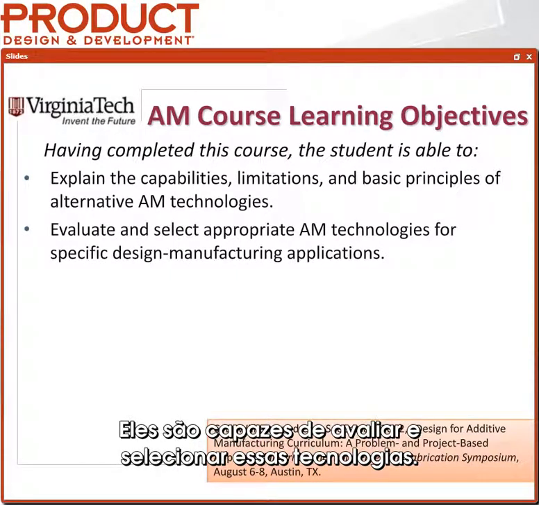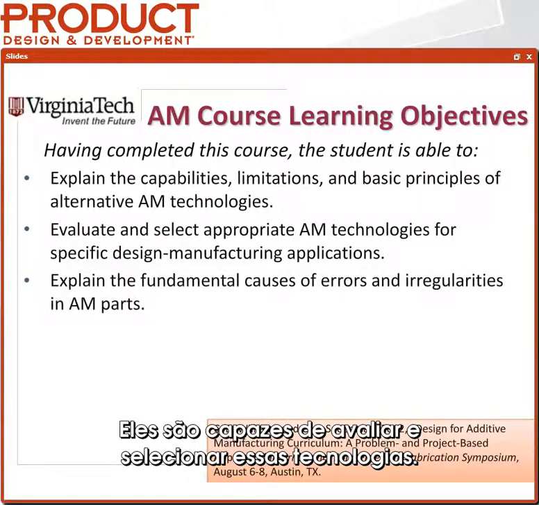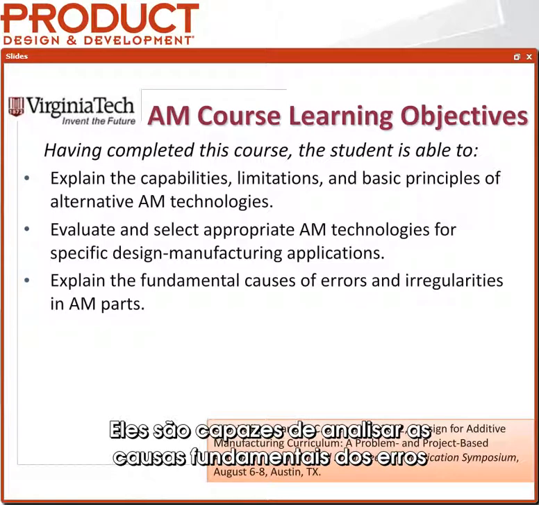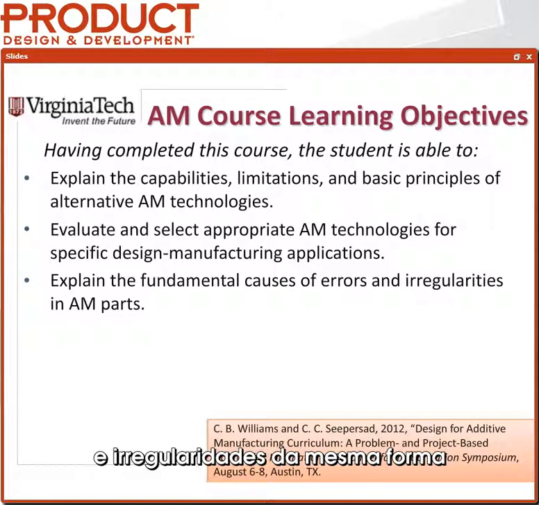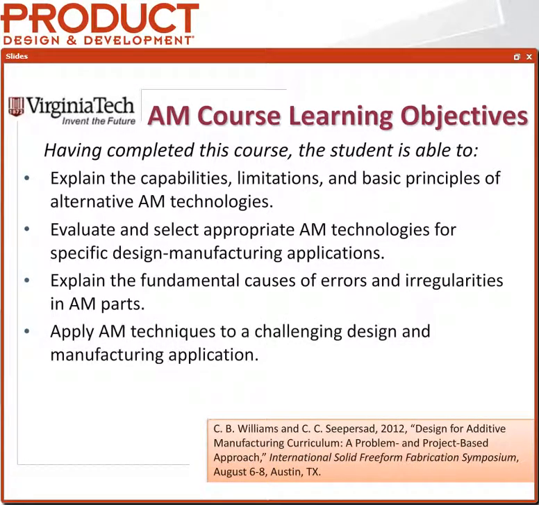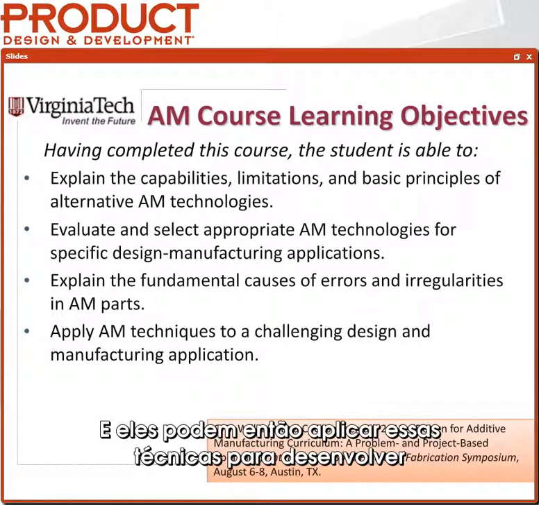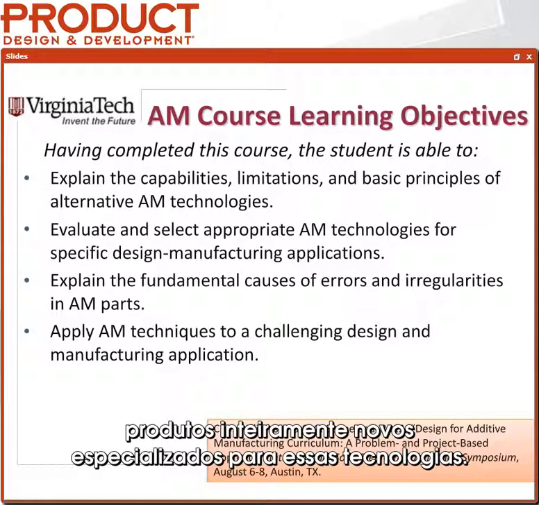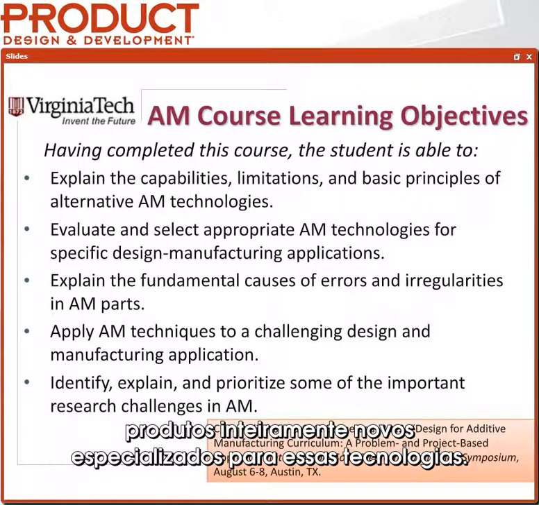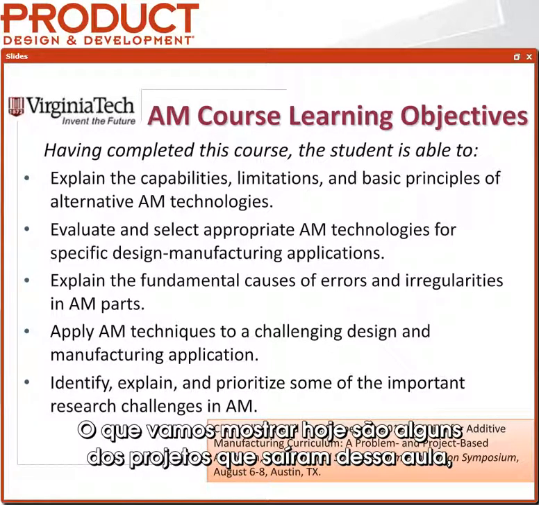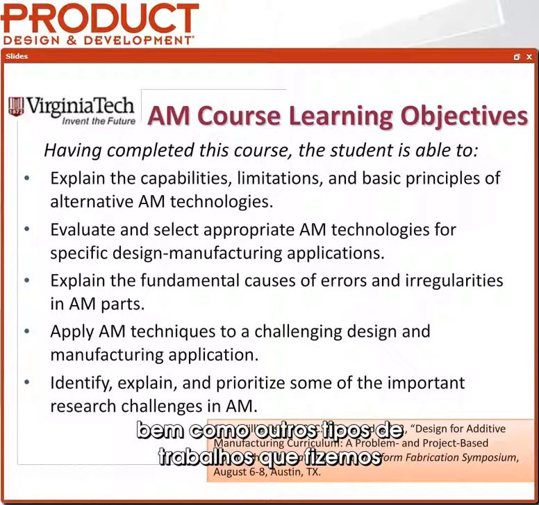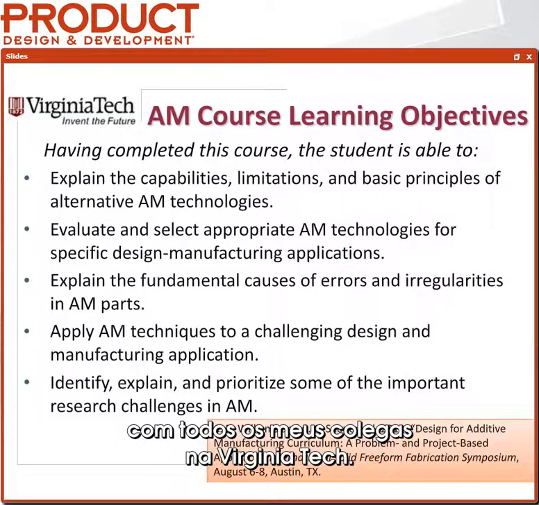They're able to evaluate and select these technologies. They're able to look at the fundamental causes of errors and irregularities, just like in any other manufacturing process. And they can then actually apply these techniques to design a brand new product that's been specialized for these technologies. And actually what we're going to show today is some of the projects that have come about from this class, as well as all the other types of work that we've done with all of my colleagues across Virginia Tech. So let's get started with that.